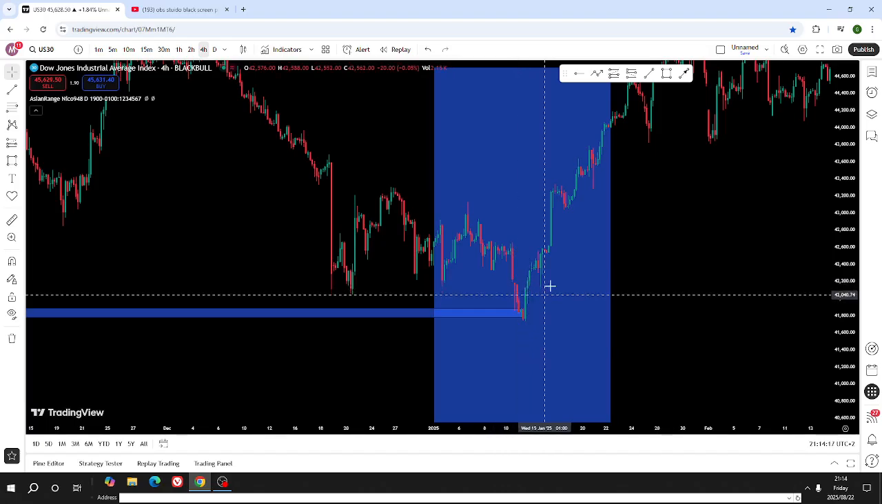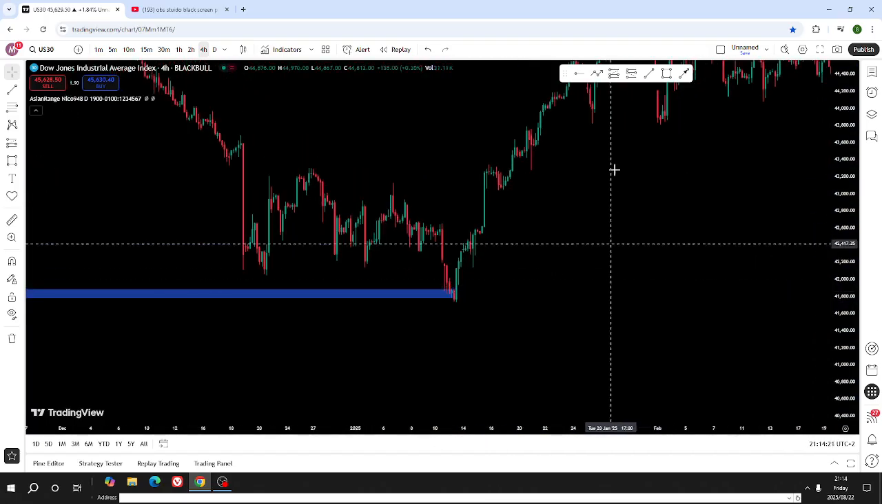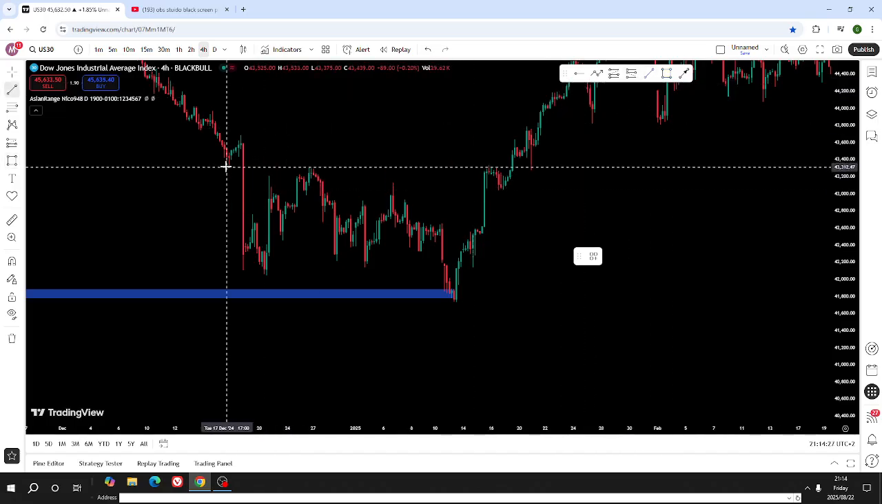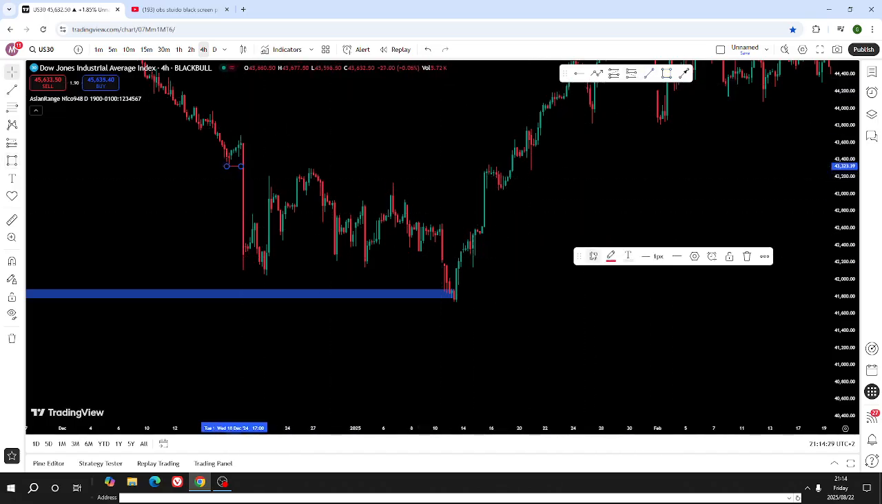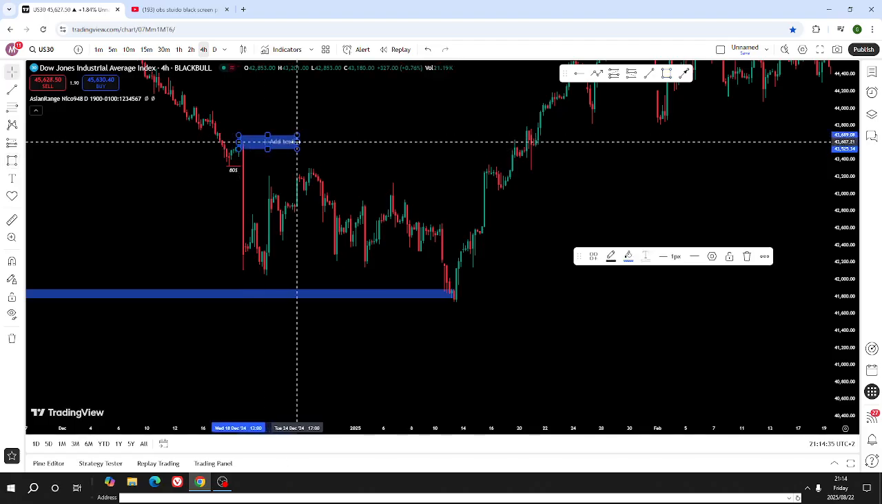Now, as I get to see that order block, I get to see also that I have what? I have another order block over here, because I have also what? I have a BOS towards the downside. As I have a BOS towards the downside, I also have this order block right over here.